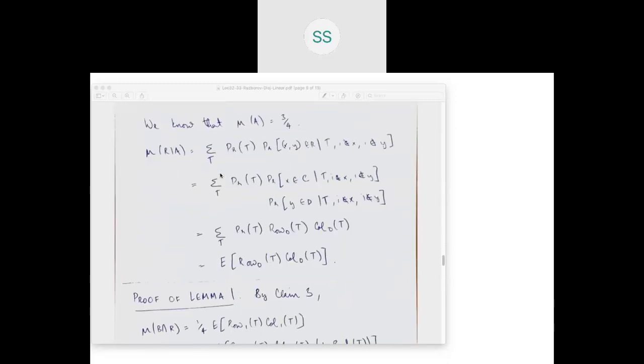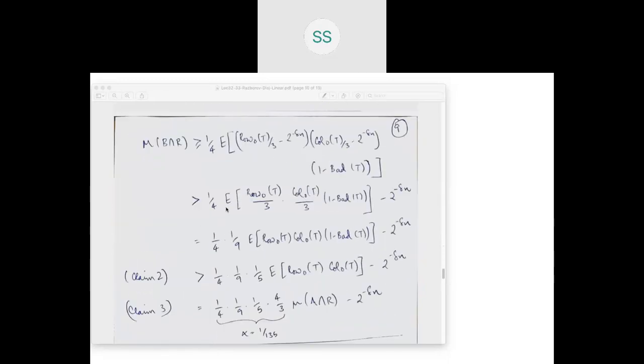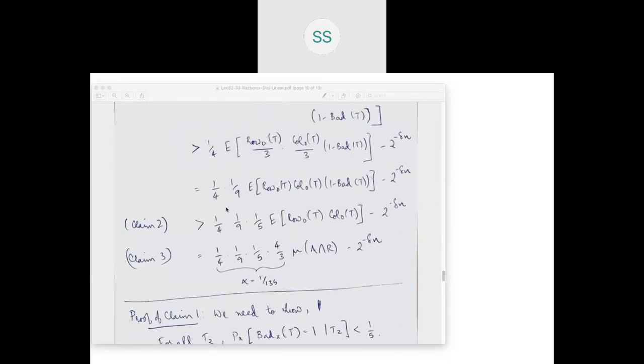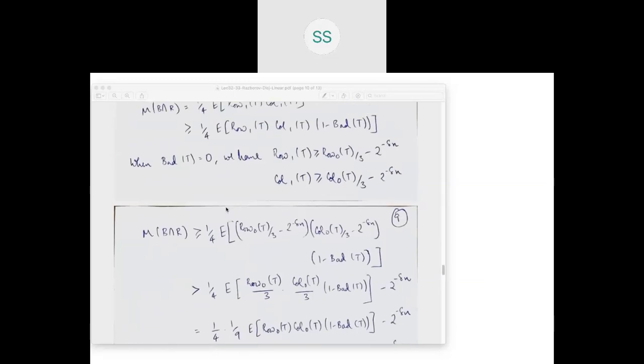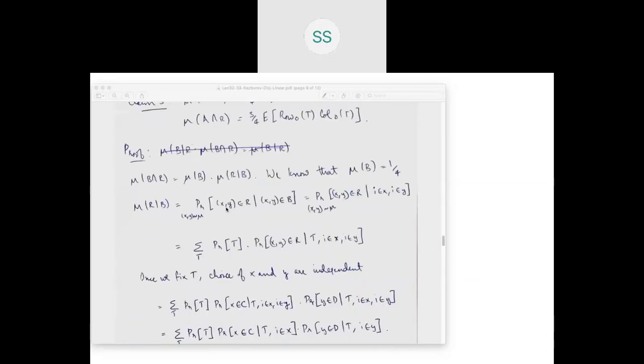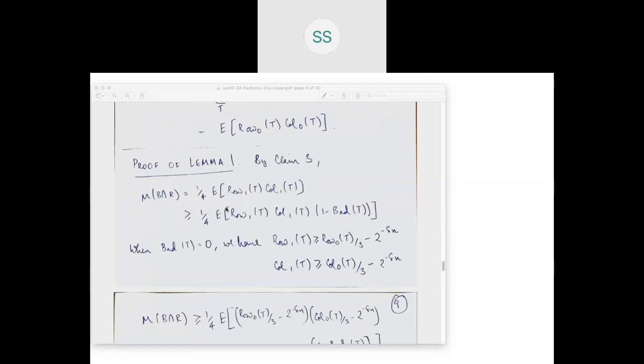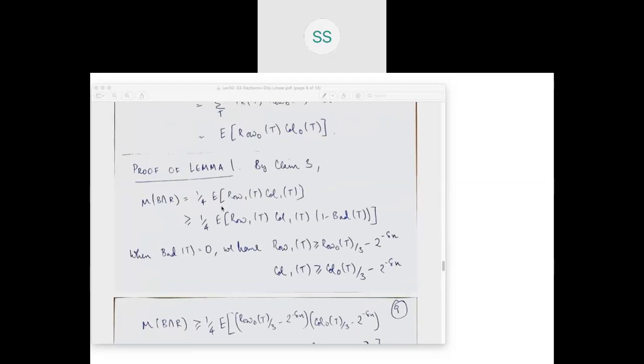Now what is required is to complete the proof of lemma 1 using claims 1, 2 and 3. In fact, claim 1 is not explicitly being used because we use claim 1 in the proof of claim 2. So we'll use claims 2 and 3. Okay, so we start with the measure of B intersection R, which by claim 3 was 1/4 times the expectation of row 1t and column 1t.